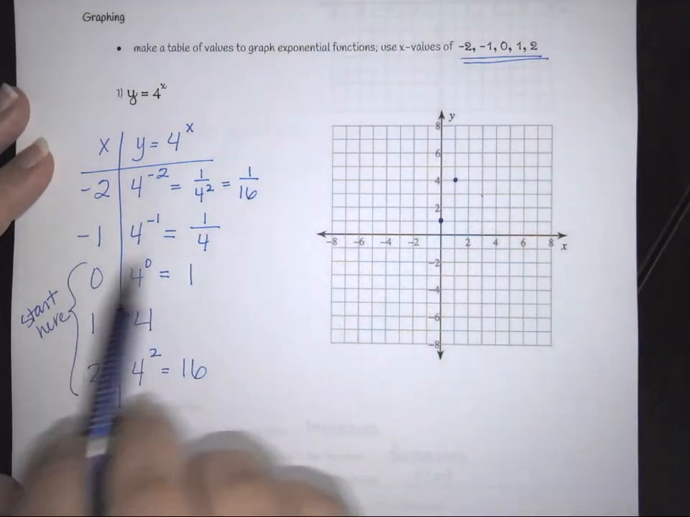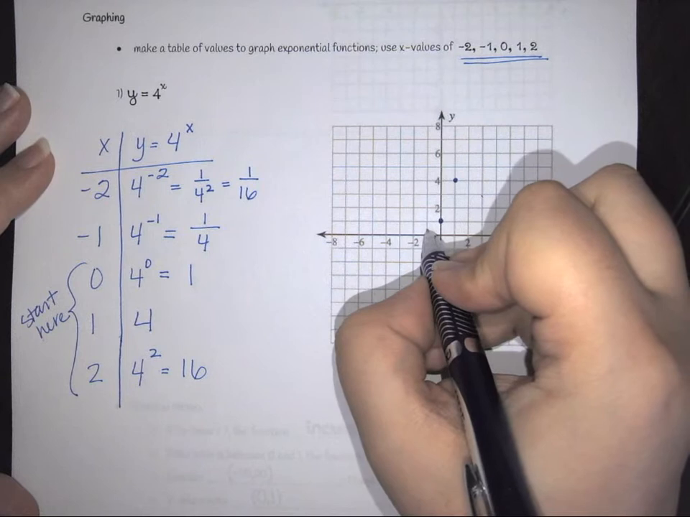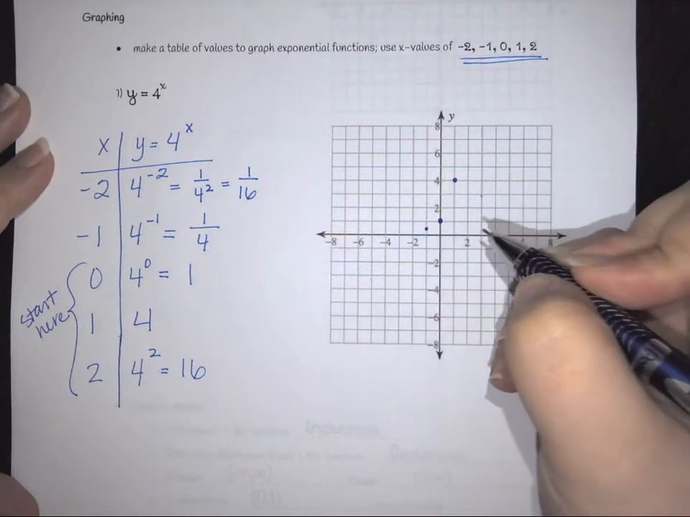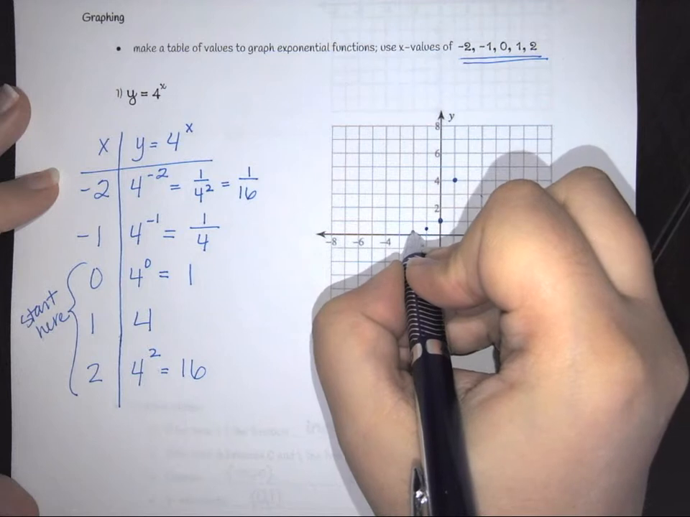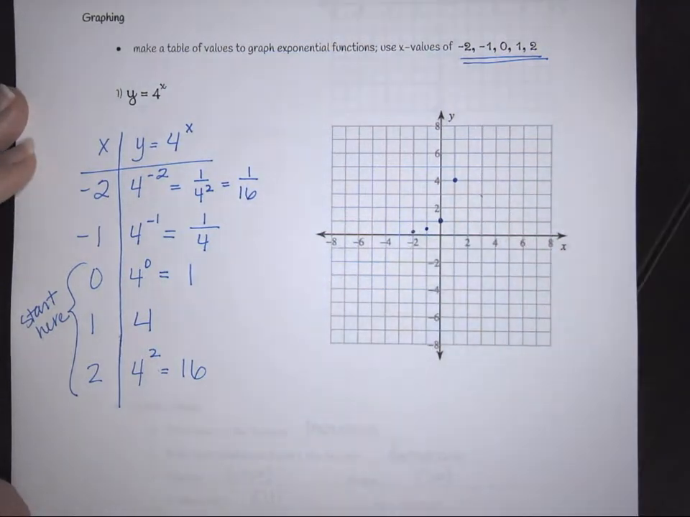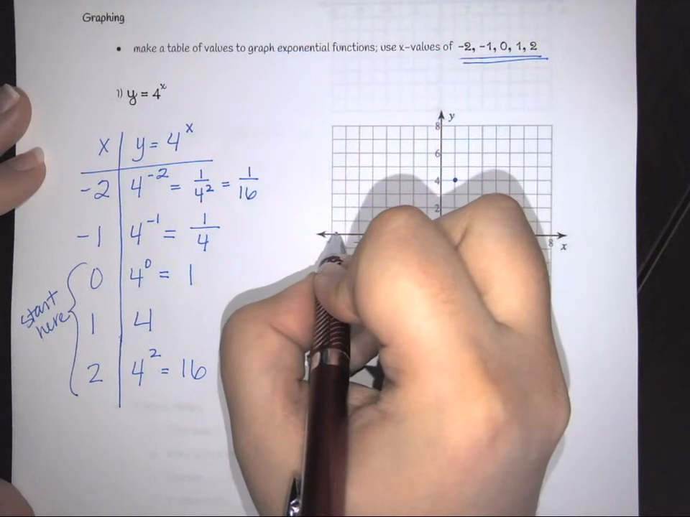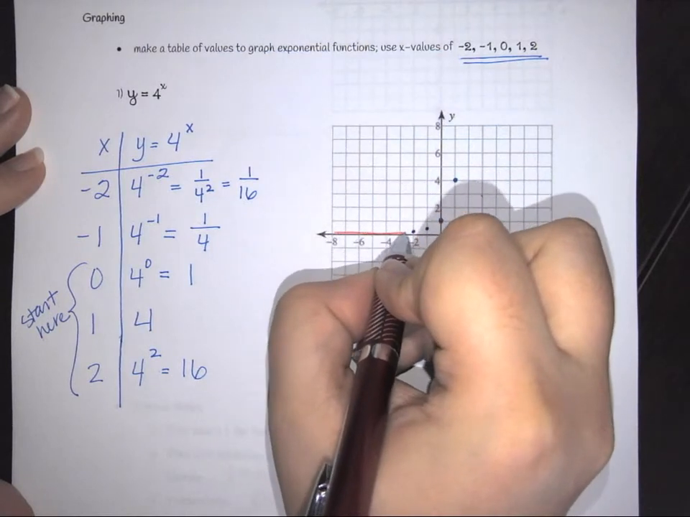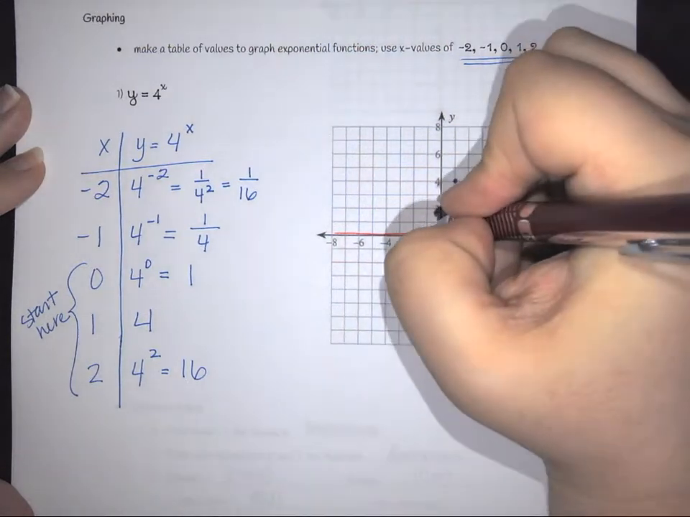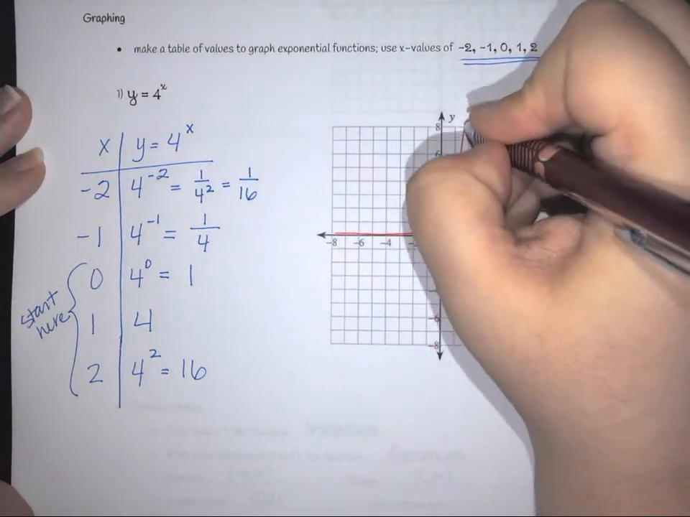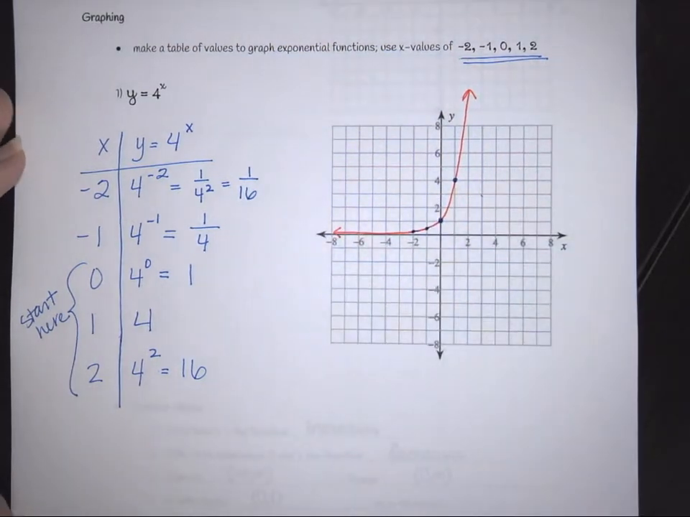And now I'm going to look, at -1, I'm at 1/4, so that's going to be close to the axis. And then at -2, I'm at 1/16, which is even closer. So you can see here that this graph is actually approaching my x-axis, and then it's going to curve up, and then it curves up very quickly. So this is the graph that I actually have.